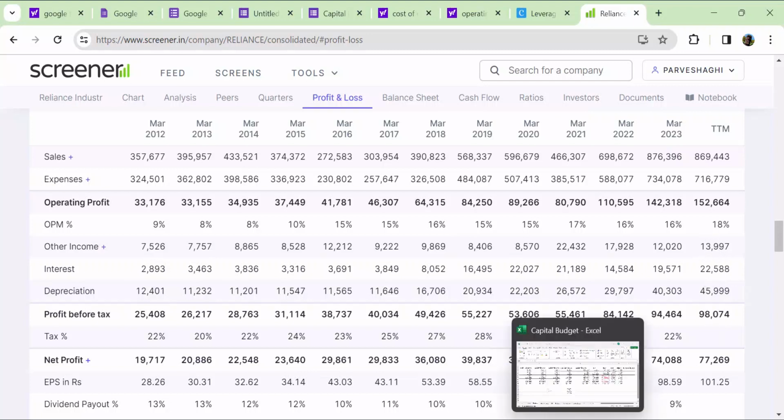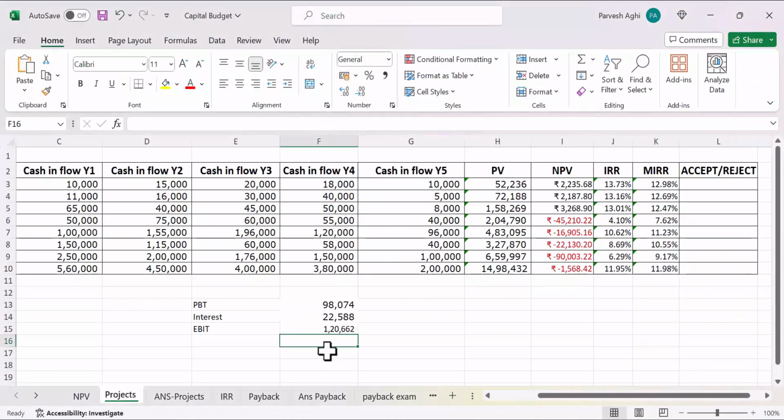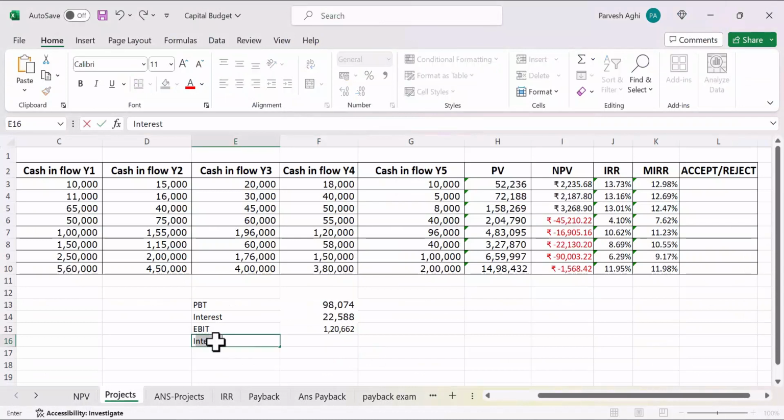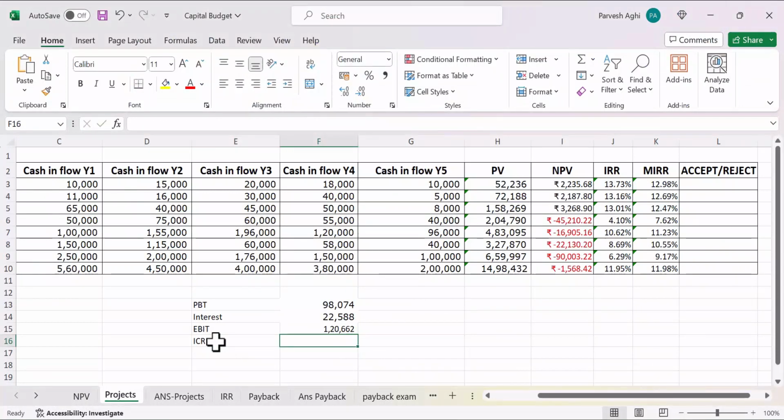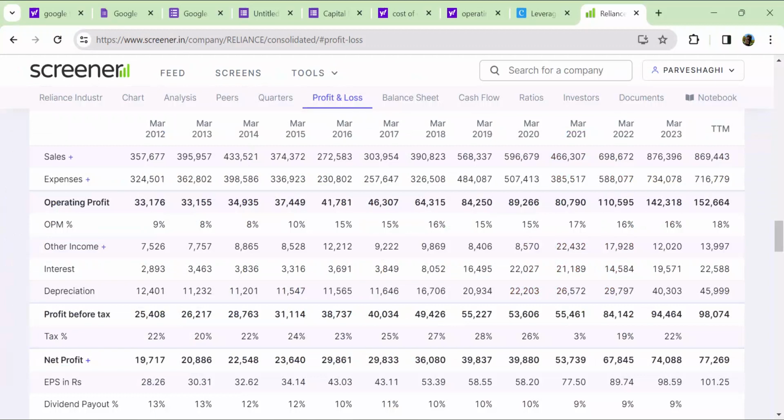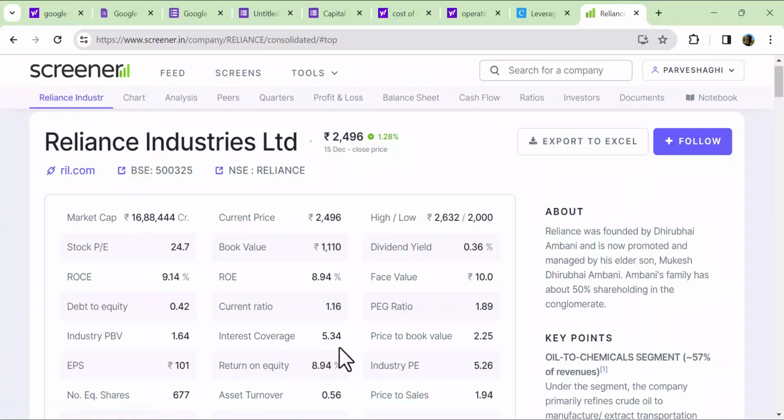So now I just go back and calculate the interest coverage ratio, which will be earnings divided by interest. So I get 5.34. So for Reliance it is coming out to be 5.34. Let me just check. It is coming 5.34, isn't it? Have you got it? Okay, I'll just show you again.